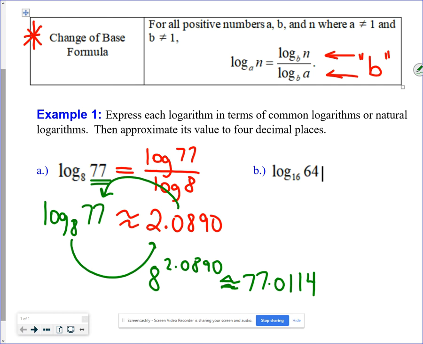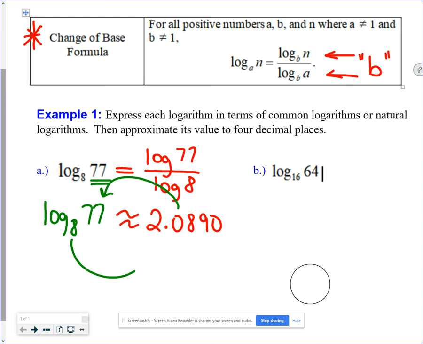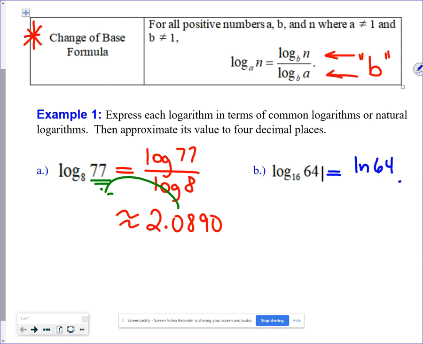All right, so that's one way you can do it. Now, if you look at B, another way you can do it using our calculator is change it to natural logs, two natural logs. So on B, I could rewrite that as the natural log of 64 divided by the natural log of 16. And then let's type it in the calculator and see what we end up with. The natural log of 64 divided by the natural log of 16 is equal to 1.5.